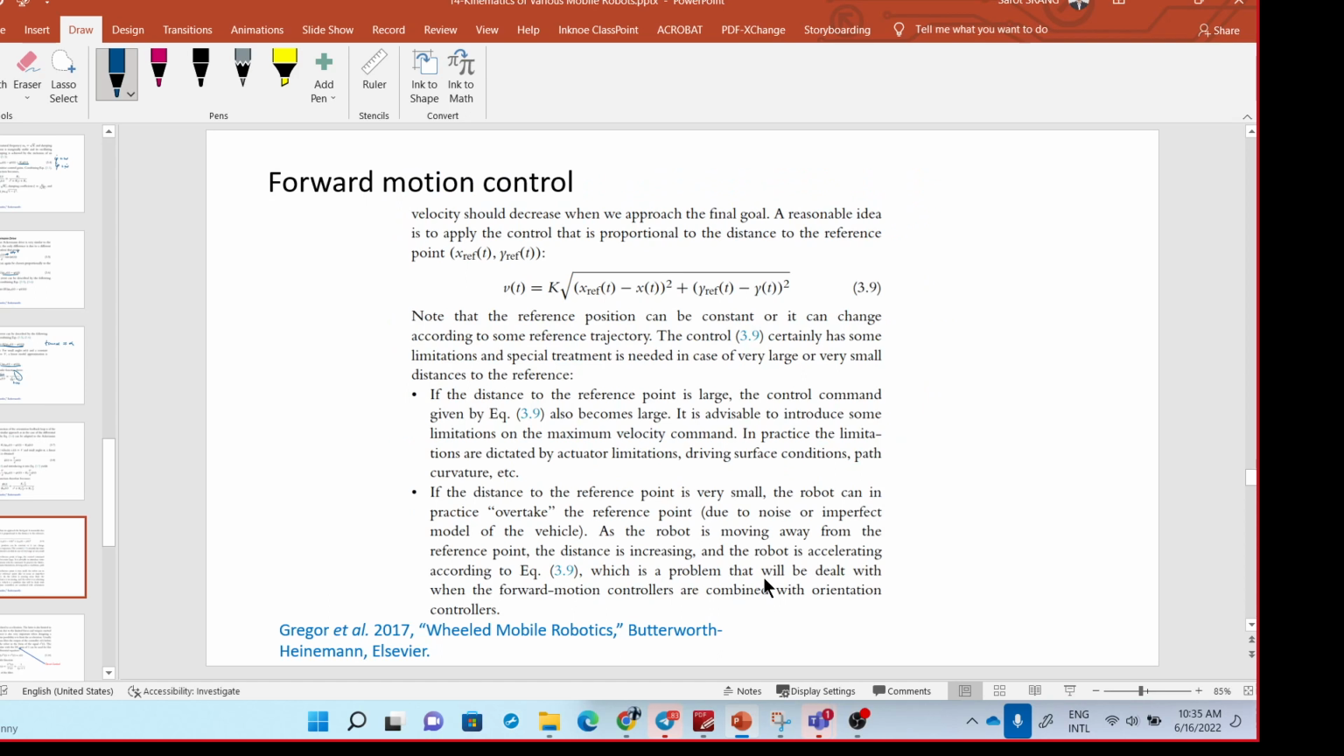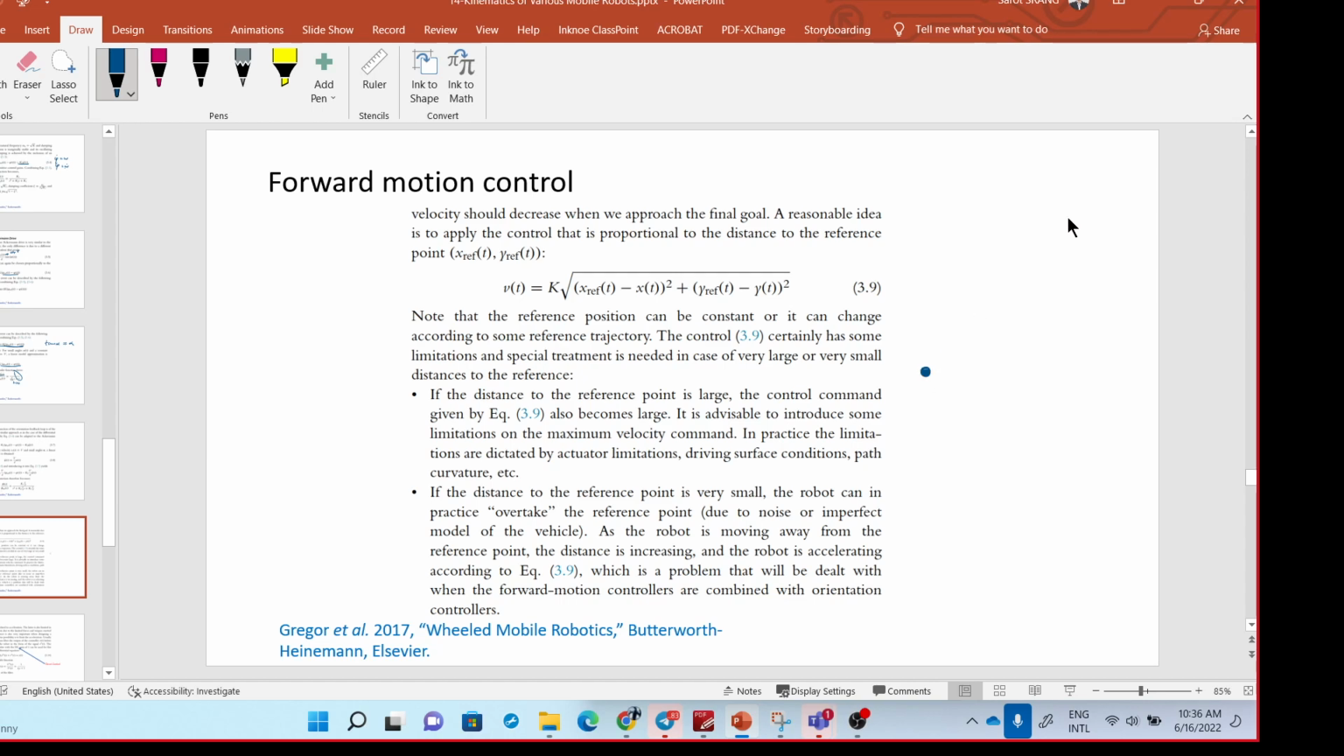Okay, now the second part of motion control, which is forward motion control. Like I mentioned earlier, we have orientation control and forward motion control. Here we are trying to control the linear velocity. So what is the idea to control linear velocity?